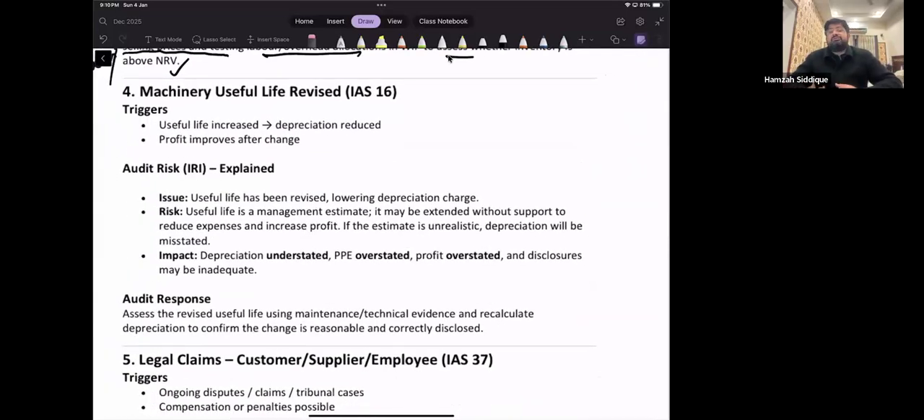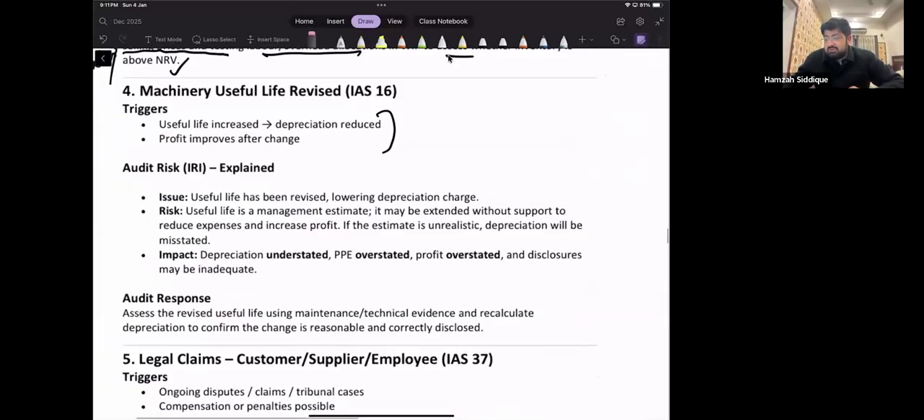Next, machinery useful life revised. The scenario is telling that the company has increased the useful life of machinery. Possibility is there. So what are the triggers in the scenario? Hence depreciation reduced. When depreciation is reduced, profit improves. So deliberate, maybe on the wrong assumptions. Maybe depreciation may be understated.